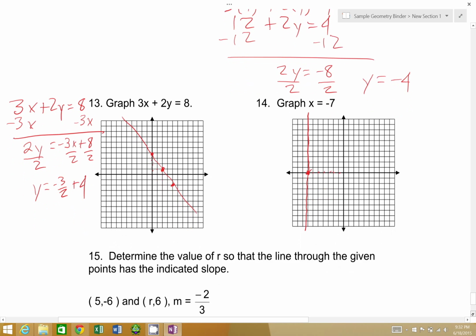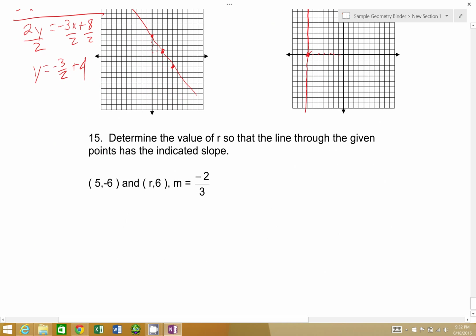All right? And finally, determine the value of r so that the line through the given points has the indicated slope. Oh, that is a tricky one. All right, has the indicated slope through those 2 points, 5 comma negative 6 and r comma 6. Okay, so the change between the two in terms of vertical and the change in the two in terms of horizontal. All right, so before I do that, let's get the equation of my line. Let me show you the basic way of how we're going to do this.